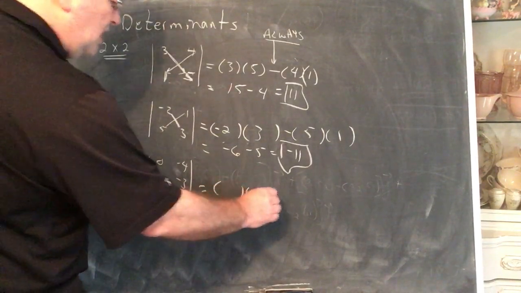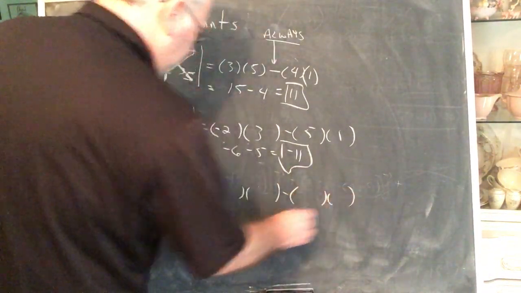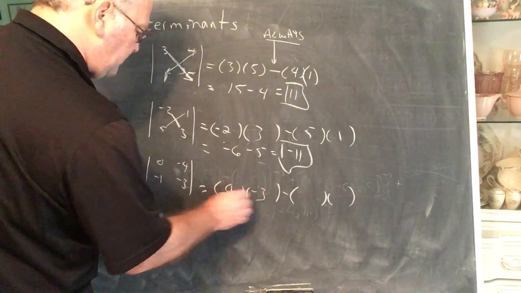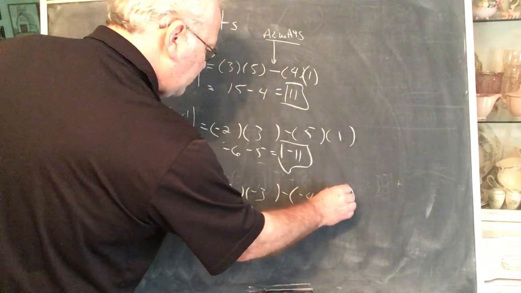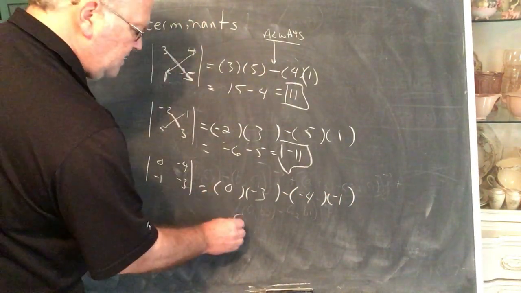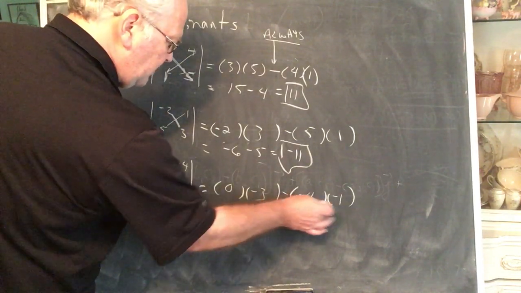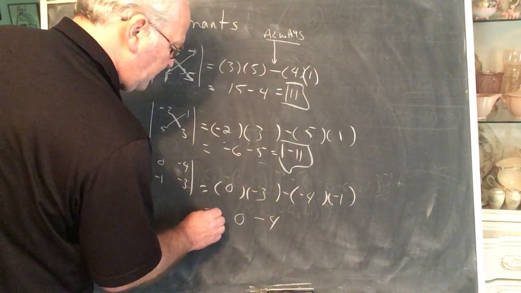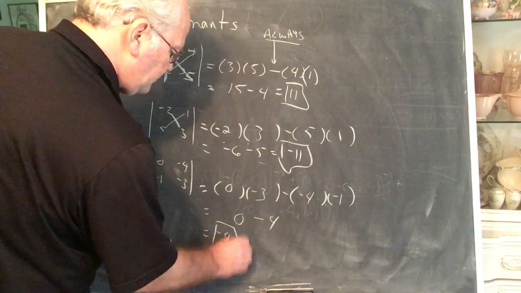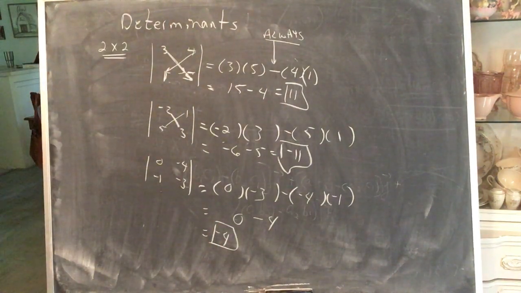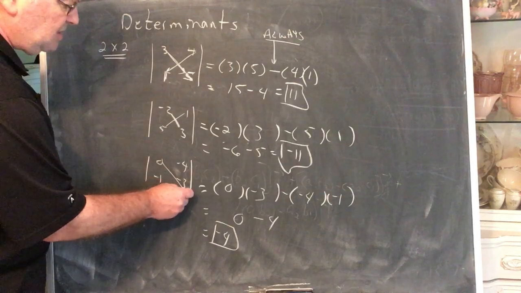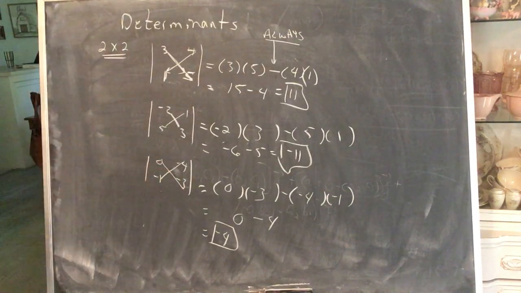This is multiply minus multiply. 0 times negative 3 and negative 4 times negative 1. So that is 0. You got to be careful. Minus, do the arithmetic correctly, 4. So that's negative 4. So a 2 by 2 determinant is very straightforward to compute. Multiply, subtract, multiply, and do the arithmetic.